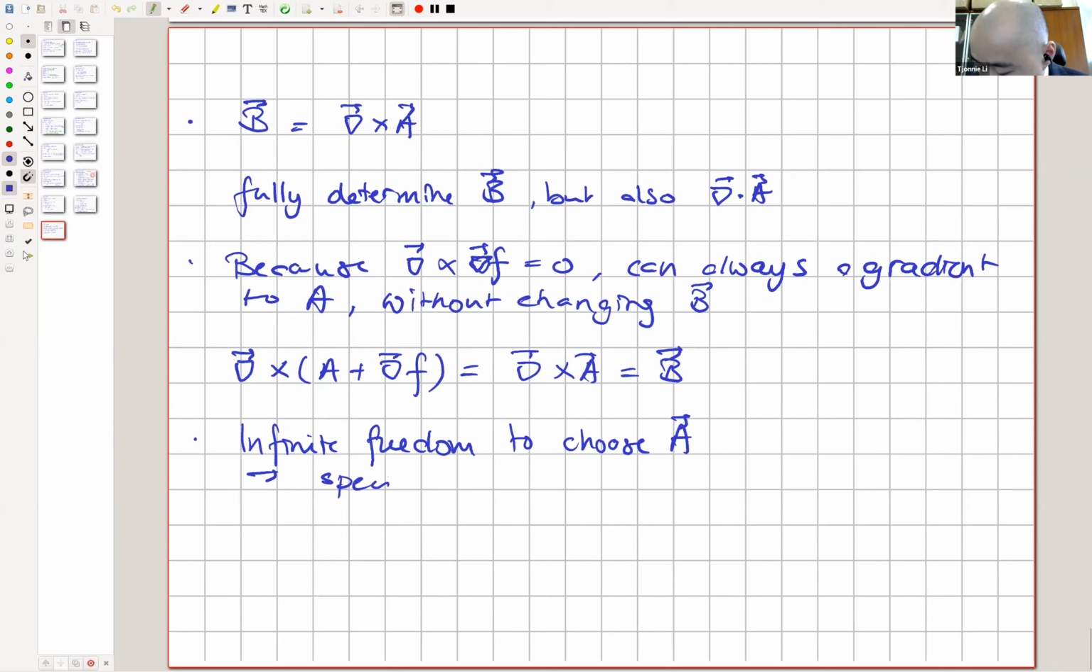Specify, and so I can use this infinite freedom to choose A by specifying the divergence of A. And that's the key. And so the choice, right? So the specific, sorry, I don't know, that should be equal to 0. Then I already made a choice.